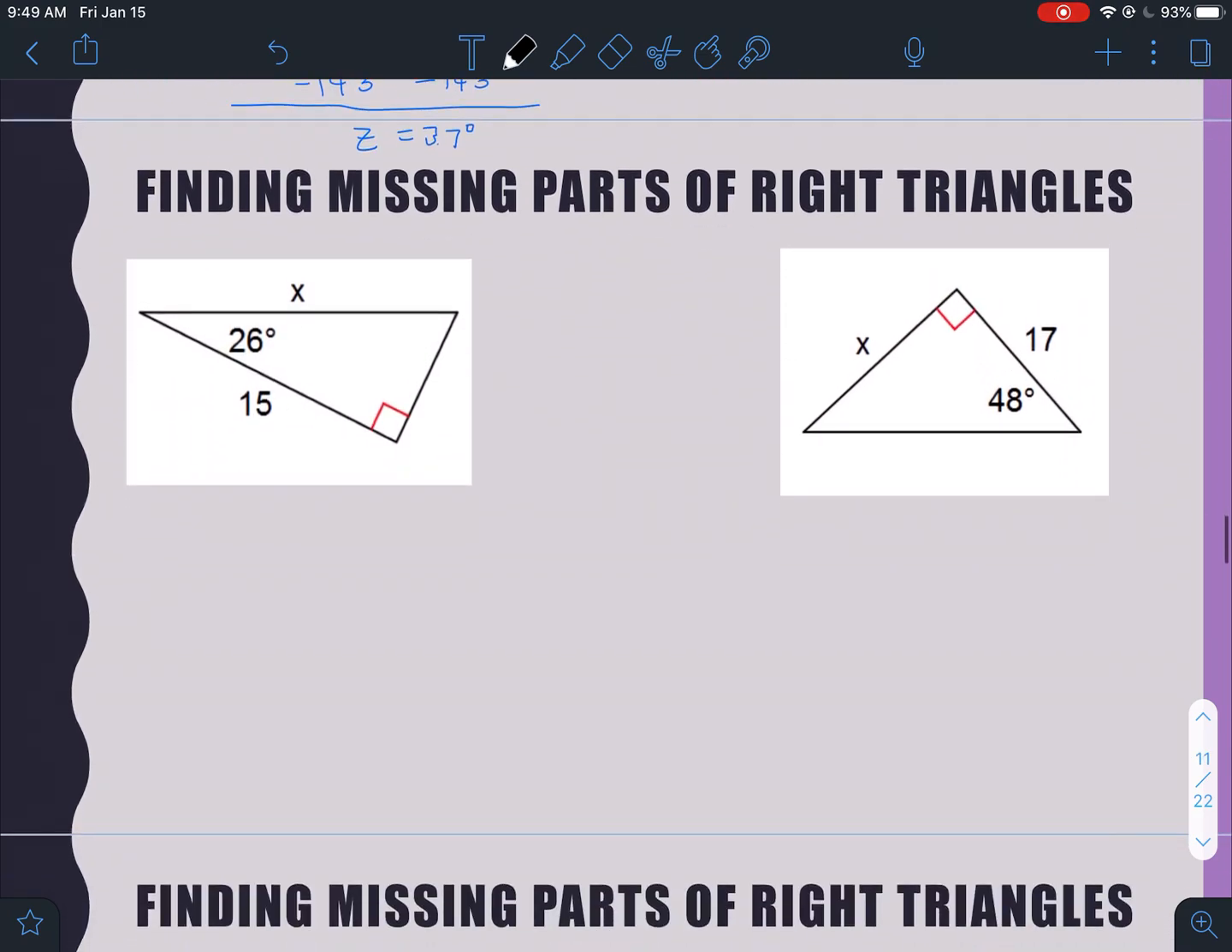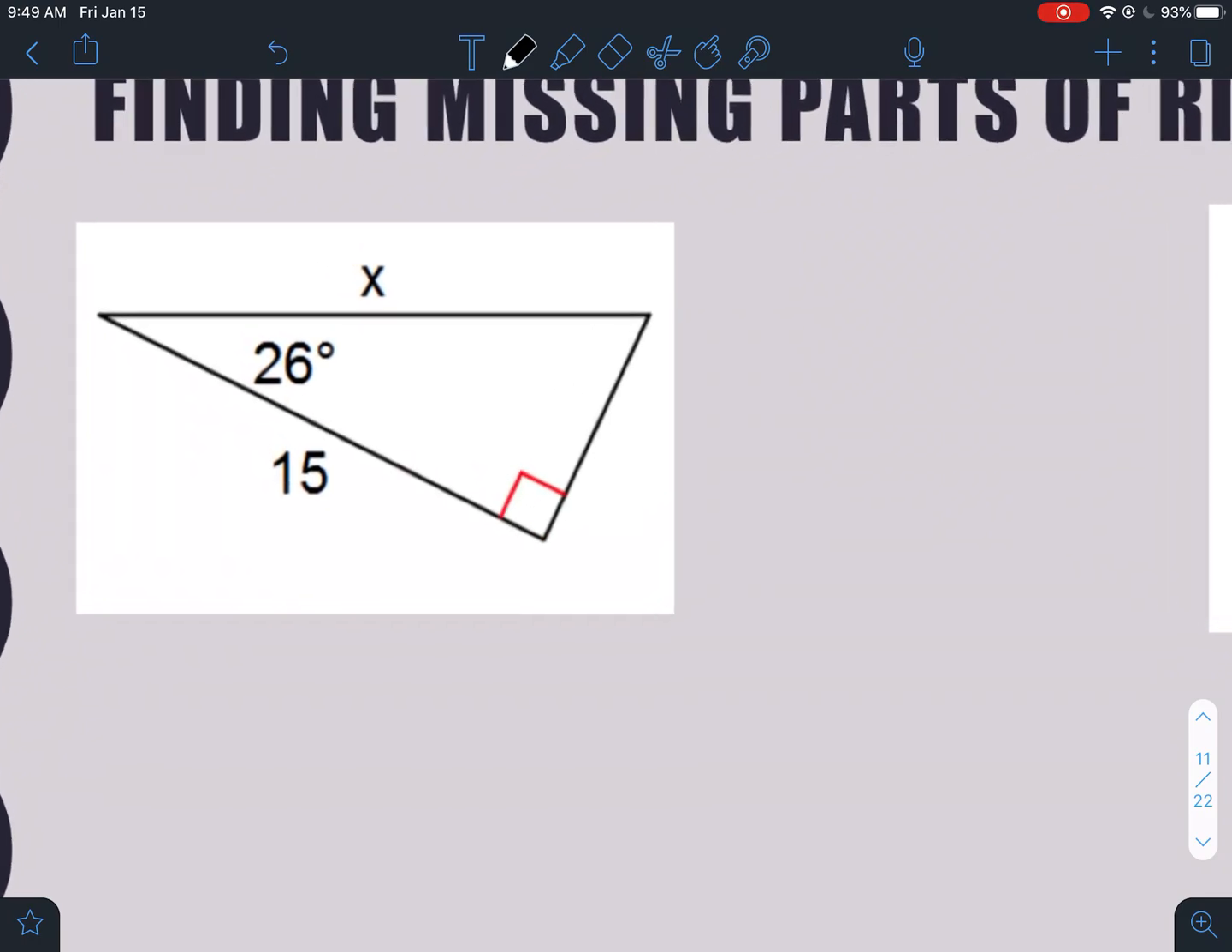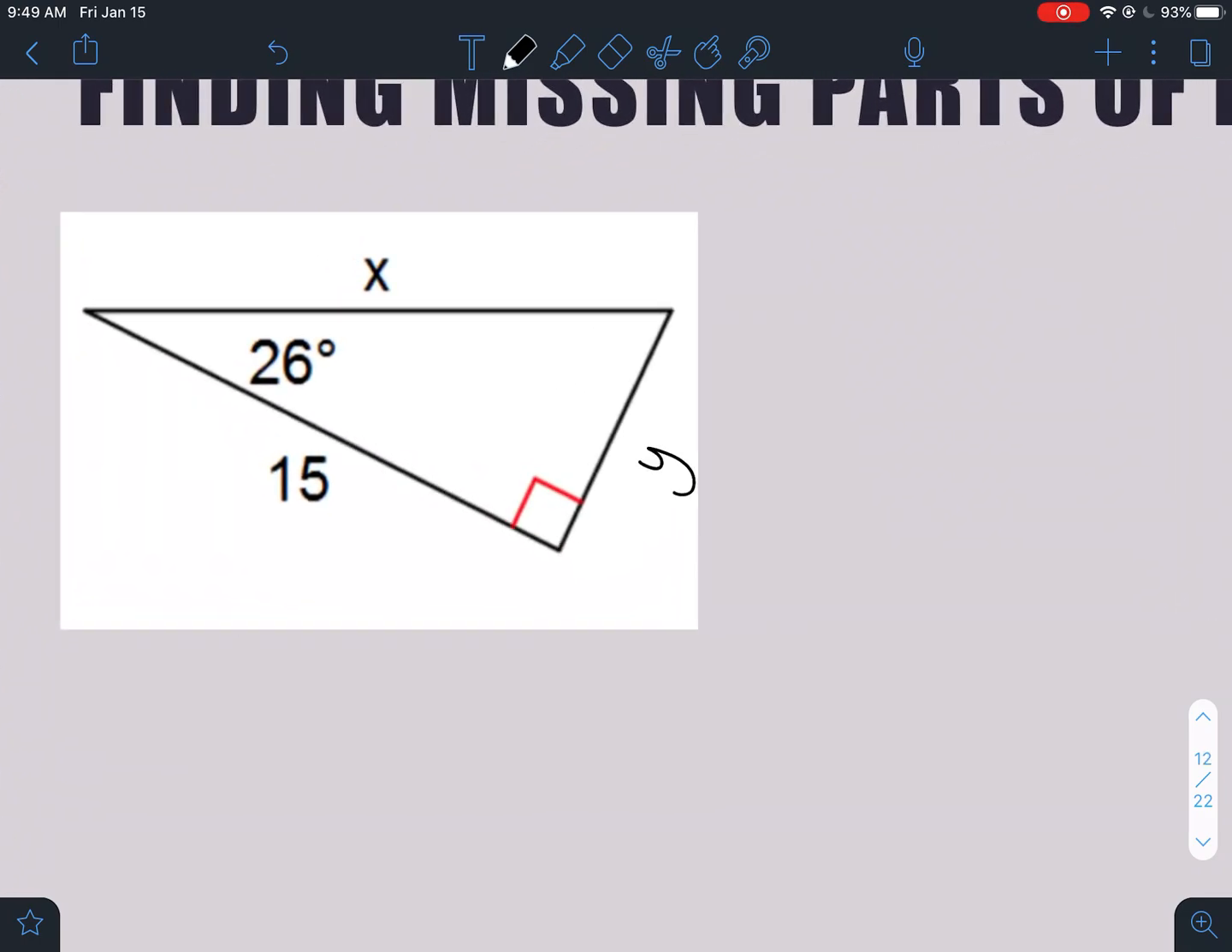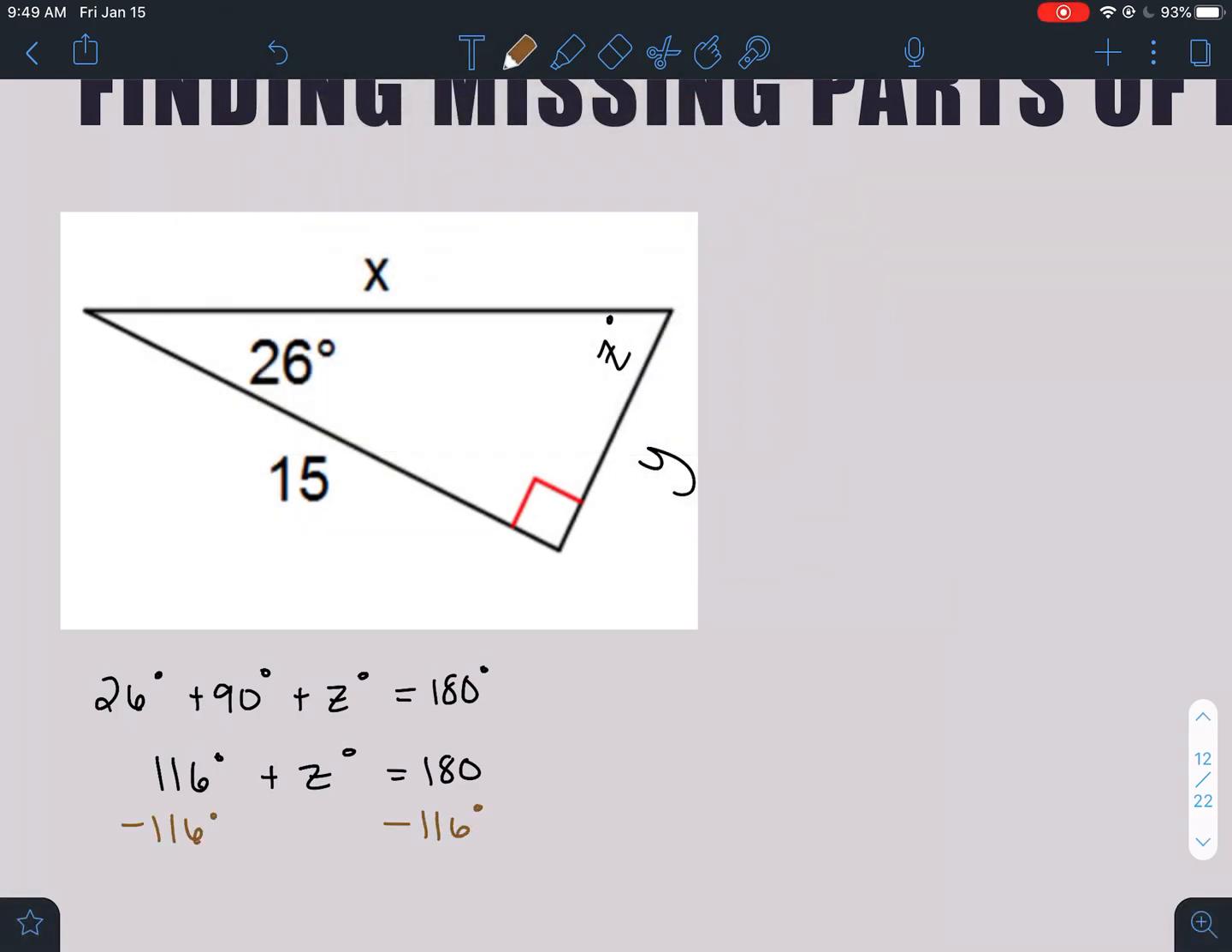All right, let's look at two other examples. So in that first one, we have the 26 degrees. So we are missing this side. Again, I'll call it y, and we're missing that angle, so I'll call it z. The three angles have to add up to 180. So 26 degrees plus 90 degrees plus z degrees is going to equal 180 degrees. 90 and 26 make 116. So 116 plus z equals 180 degrees. So subtract the 116 from both sides, and you get 64. So angle z is going to be 64 degrees. So that angle is 64 degrees.